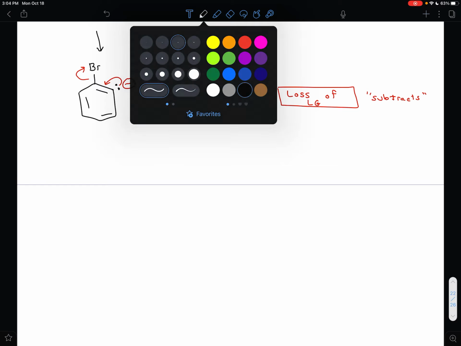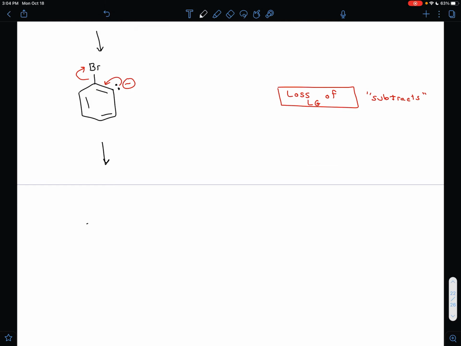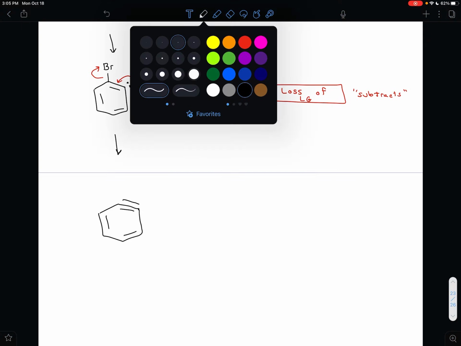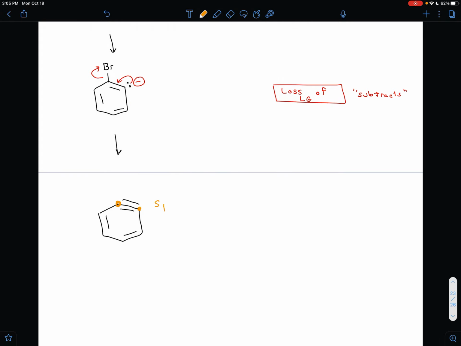Okay. So after this step, after this loss of a leaving group, you have a really exotic intermediate. It's a benzene ring that has a triple bond in it. And this should look pretty uncomfortable. After all, these carbons on the ends of a triple bond are sp hybridized, and so they want to be 180 degrees apart. They want to have this atom and this atom 180 degrees apart, and they're clearly not doing that. So that's an extremely unstable, exotic sort of intermediate.